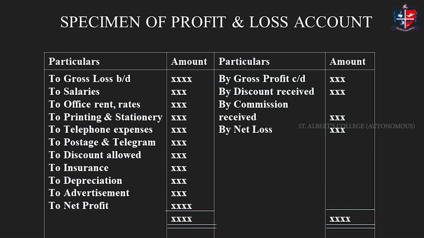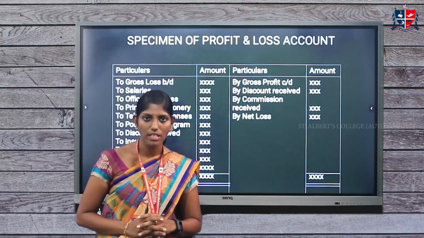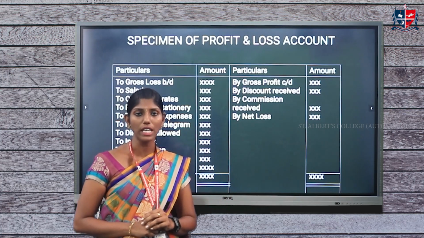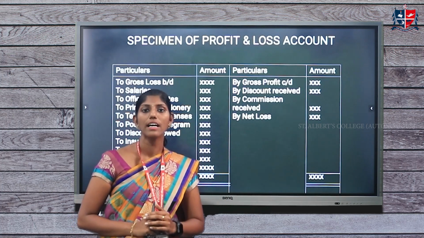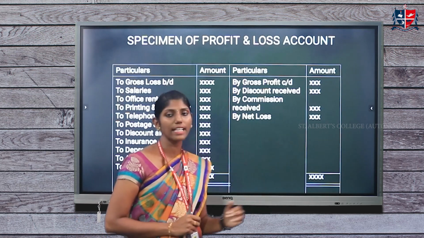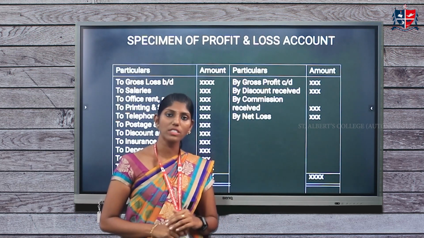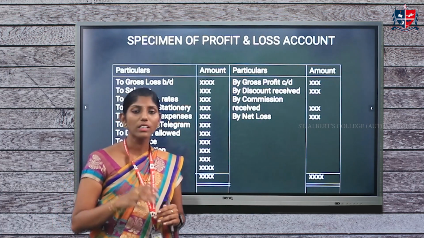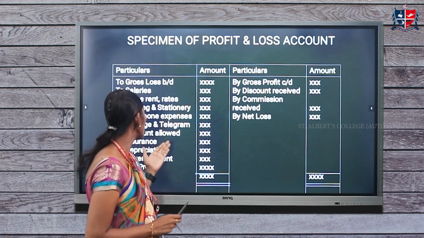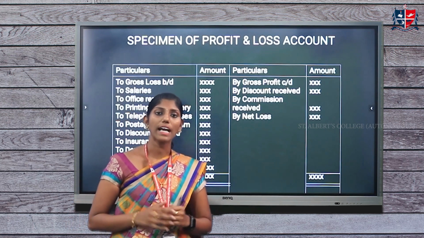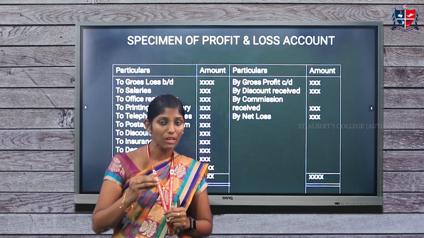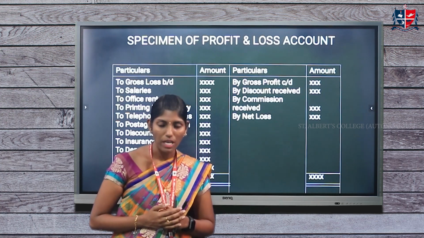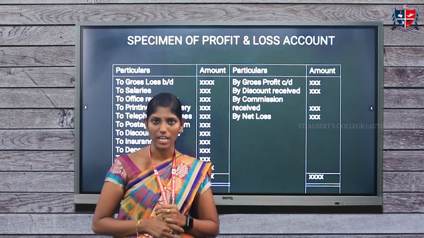It will have four columns. The first column will be particulars and the second column will be the amount column. The left hand side of the profit and loss account is known as the debit side, and the right hand side is known as the credit side. The debit side will include items such as gross loss brought down. The first item will be the gross loss brought down, if any, because if the trading account has a gross loss, that should be brought down to the profit and loss account.